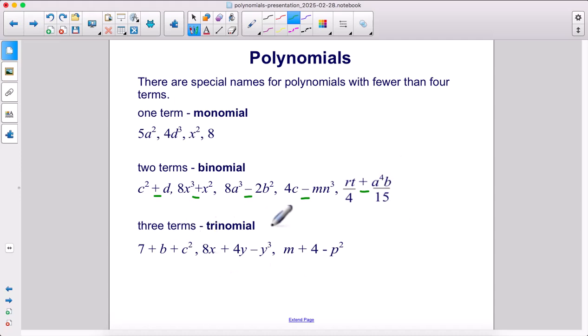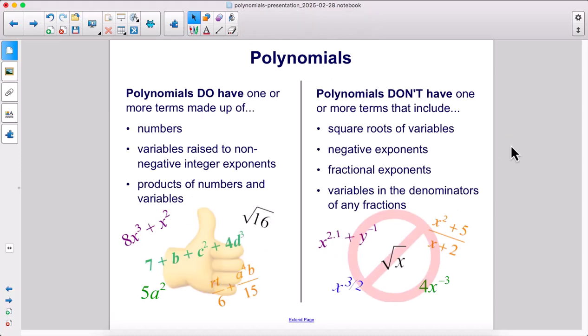If there's 3 terms, it's a trinomial. 7 plus b plus c squared, 8x plus 4y minus y cubed, m plus 4 minus p squared. Polynomials do have one or more terms made up of numbers, variables raised to non-negative integer exponents, and products of numbers and variables. They don't have one or more terms that include square roots of variables, negative exponents, fractional exponents, or variables in the denominators of any fractions.